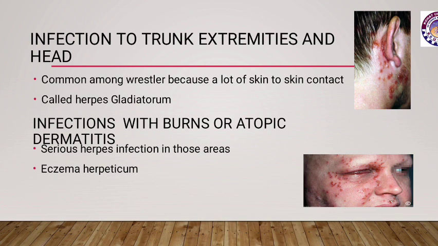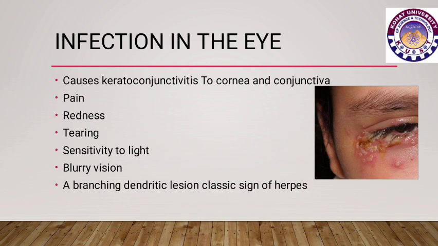HSV can also affect the eye, causing keratoconjunctivitis, which is inflammation of both the cornea and the conjunctiva. In addition to the symptoms of conjunctivitis, which are pain, redness, tearing, and sensitivity to light, there can also be classic signs of corneal involvement like blurry vision and branching dendritic lesions, which look a bit like the tree-like dendrites of a neuron, which happen on the cornea itself, and this pattern is classic for herpes infection.